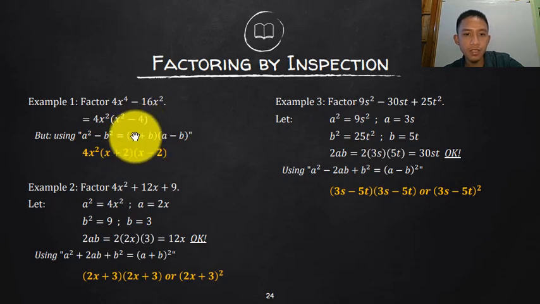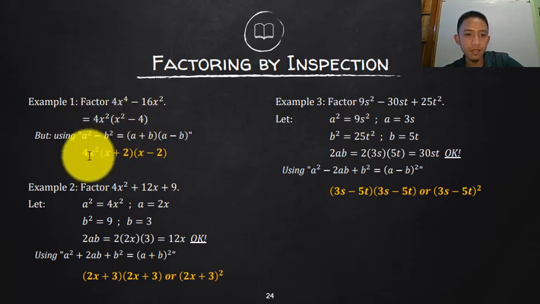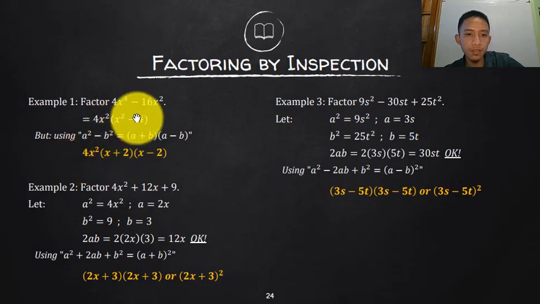So what is your a? Get the square root of x squared, which is x. What is b? Get the square root of 4, which is 2. So you copy your 4x squared because nothing will happen there. Apply your sum in difference. Okay, that will be x plus 2 and x minus 2.